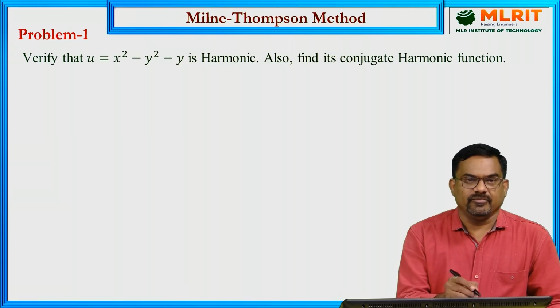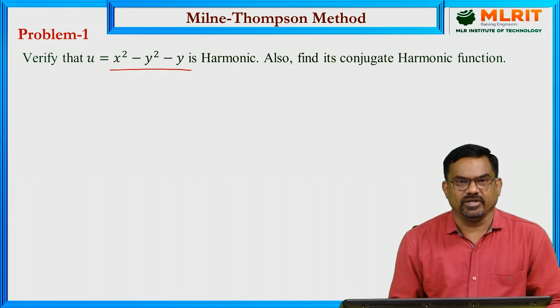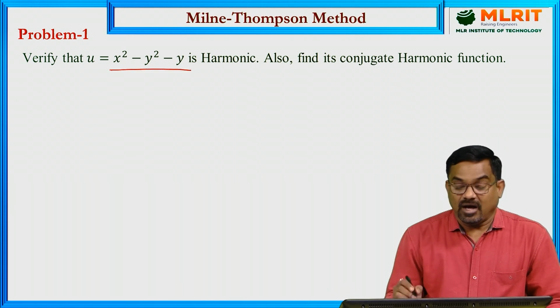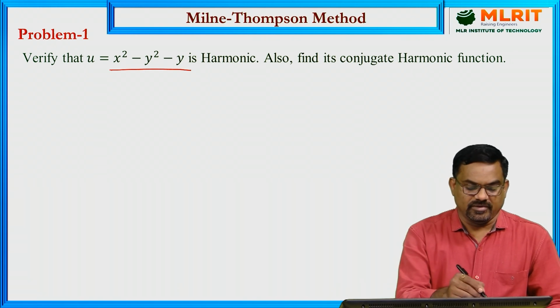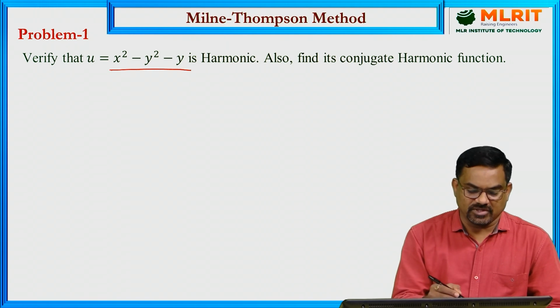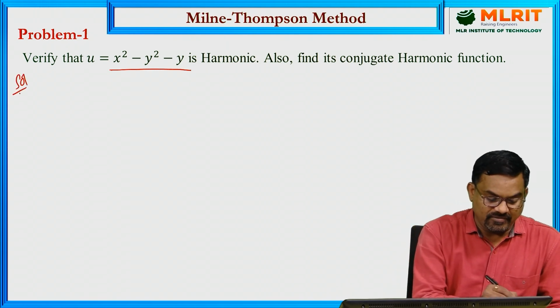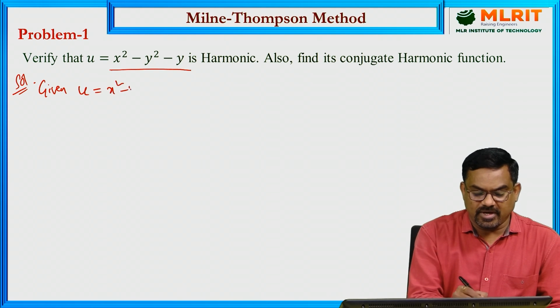The first one, verify that u equal to x square minus y square minus y is harmonic or not, and also find its conjugate harmonic function if it is harmonic. If the first one is harmonic, then we need to find its conjugate harmonic function also. So what is given? u equals x square minus y square minus y.